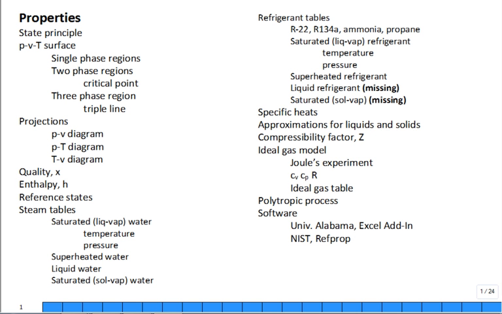All right, so we're in chapter 3. We're plugging through quite a bit of material, and we've even introduced the property of the quality, the enthalpy. We looked at projections of the PVT surface.